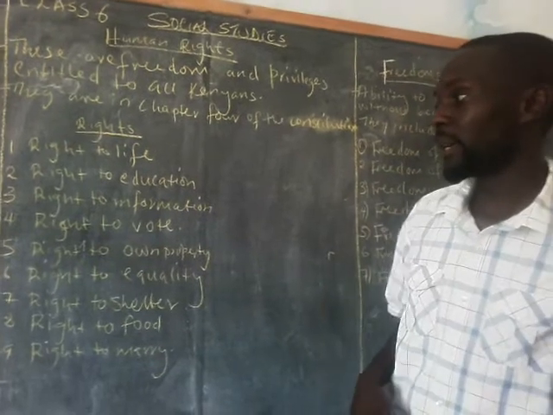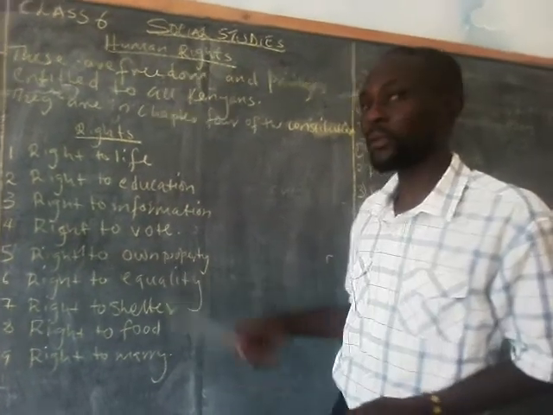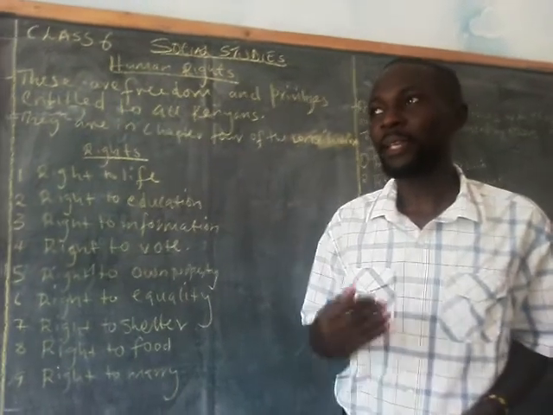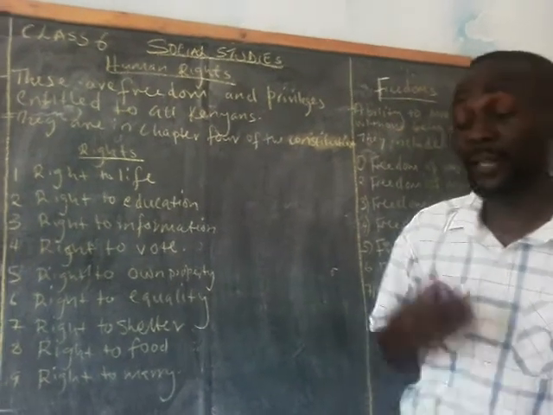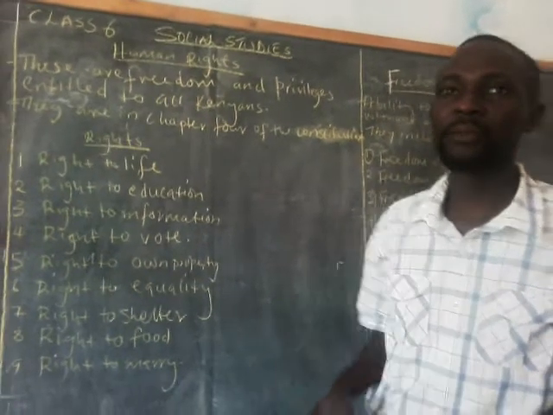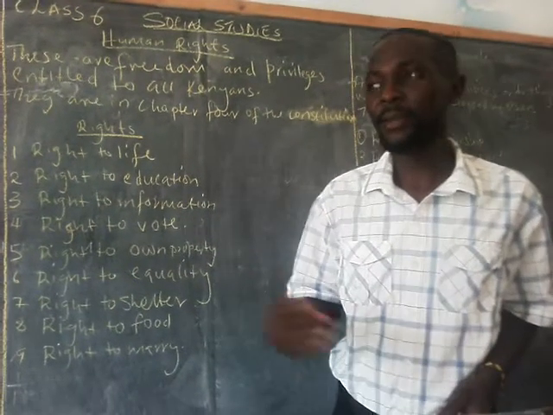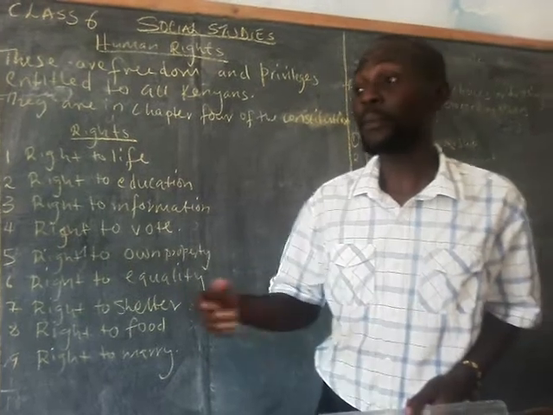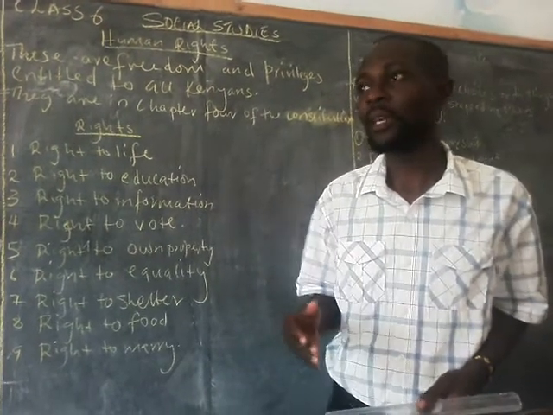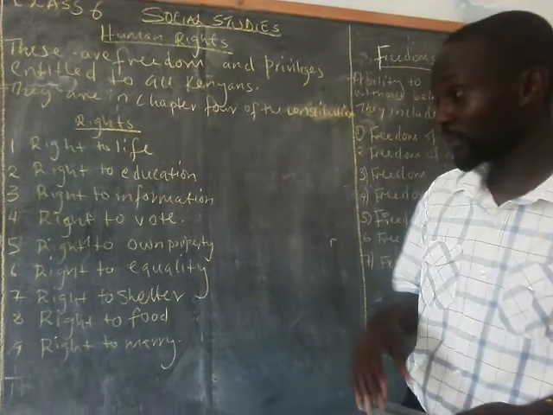Then right to vote, and this is for the citizens who are 18 years and above. All of them, and they have the identity cards, they have the right to vote. Then right to own property. So each and every person has that right to own property. And then the private property that one owns, nobody is supposed to take away from him or her.